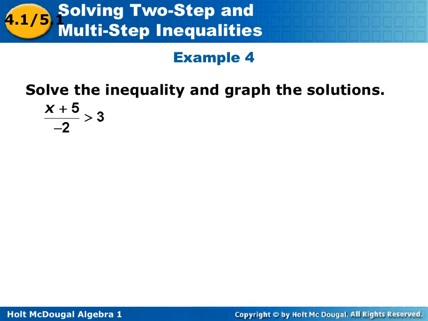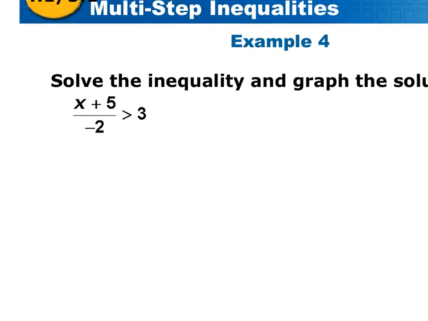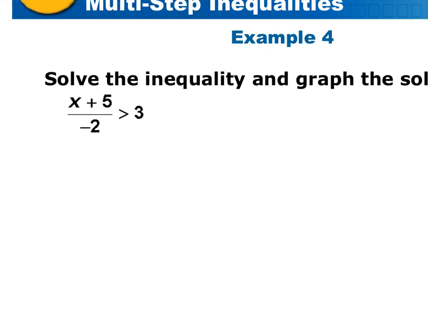All right. Now, as I look at this next example, solve the inequality, this one's a little bit different. There's more things you've got to do than just subtract or add over. What are we starting with here? X plus 5 divided by negative 2 is greater than 3. Okay? Well, how do we get rid of this? To solve this, what's the first thing we got to do?